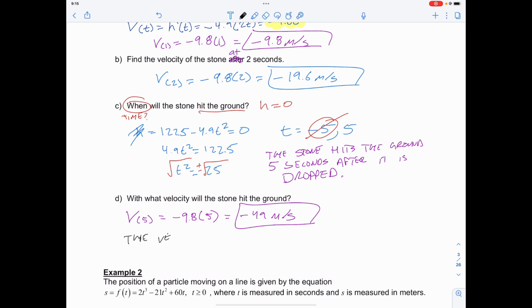The velocity when the stone hits the ground is 49 meters per second.